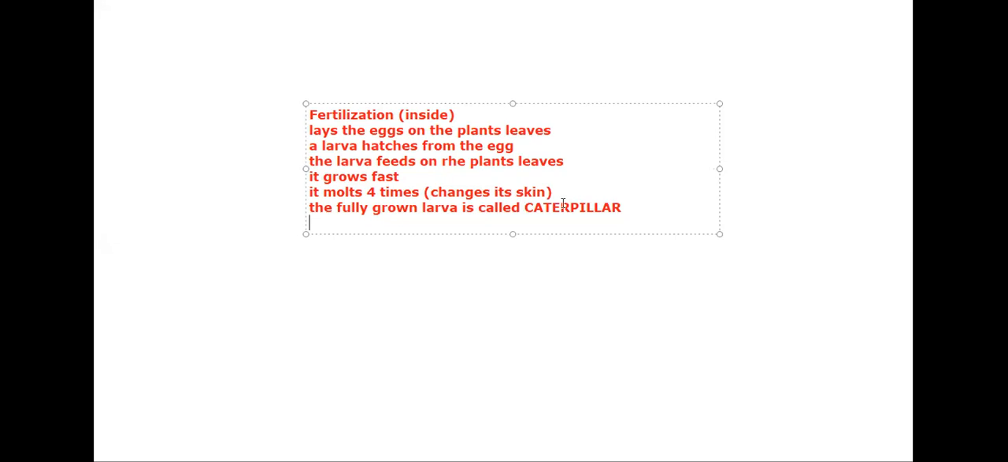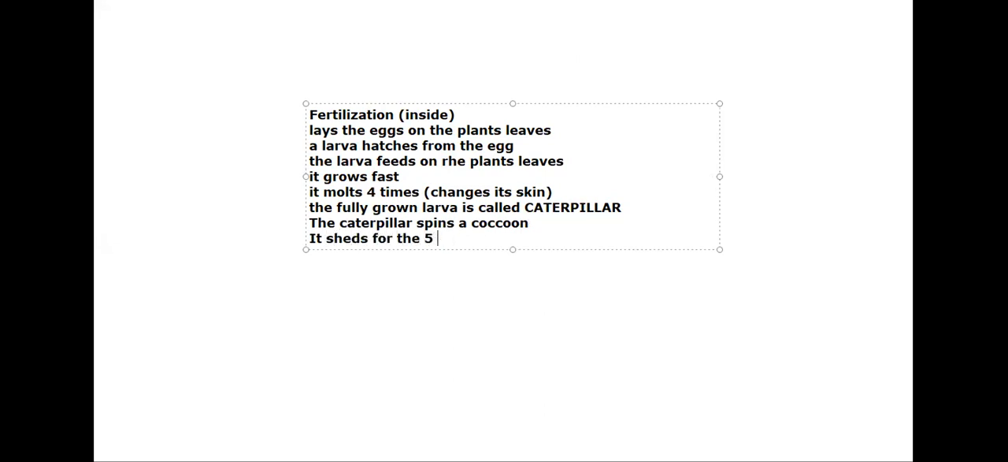What does the caterpillar do now? It makes a cocoon and goes inside the cocoon, and it sheds inside the cocoon for the 5th time. What does it do inside the cocoon? It sheds for the 5th time.